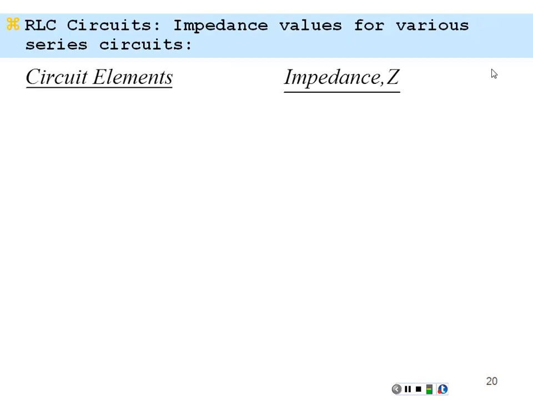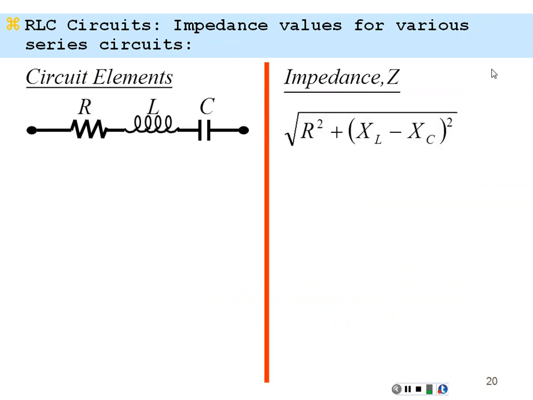Well, with this impedance, we can deal with a series RLC circuit, and the impedance, the total opposition to the flow of current, is equal to the square root of R squared plus the net reactance squared. This one equation, this one impedance, will help us deal with all the variable types of circuits that we wish to do in a series sense.